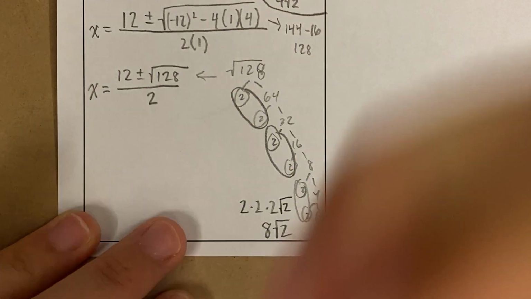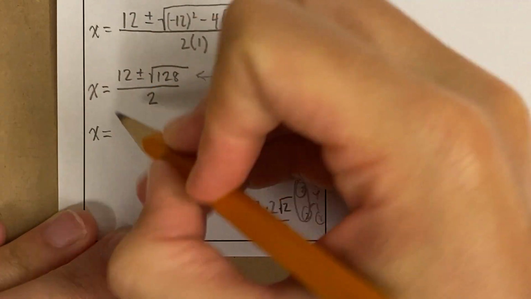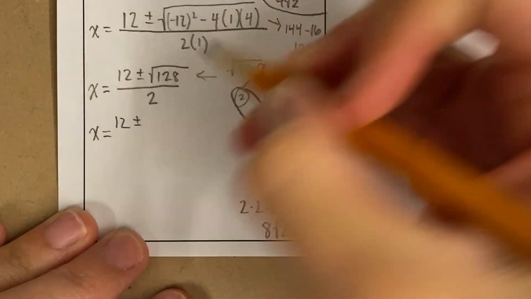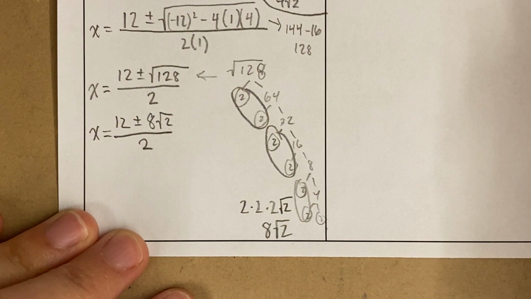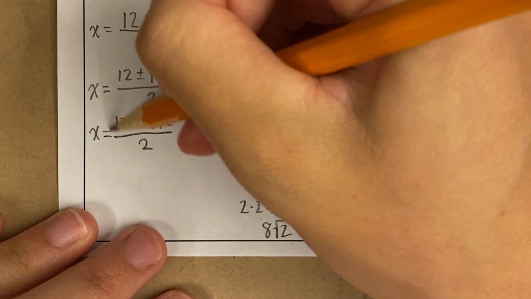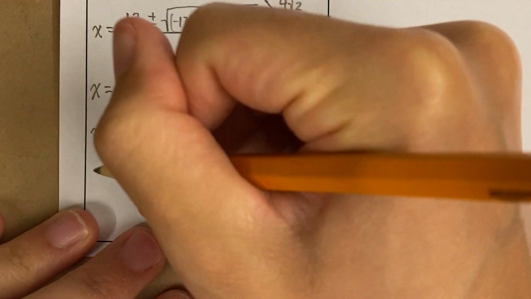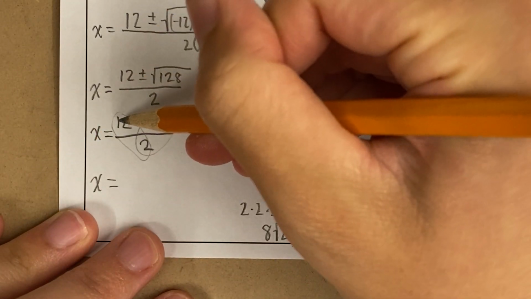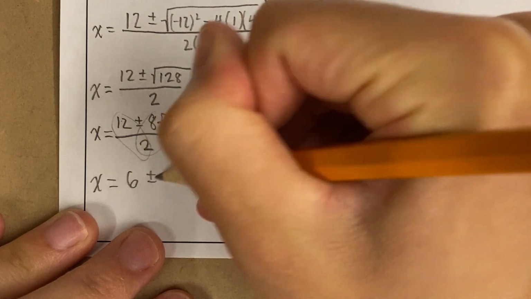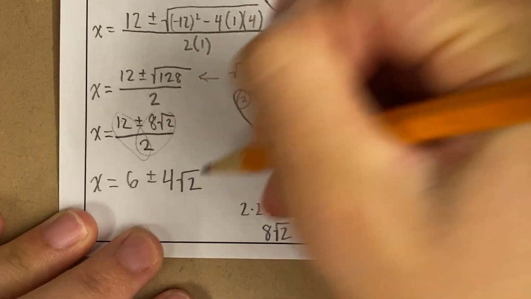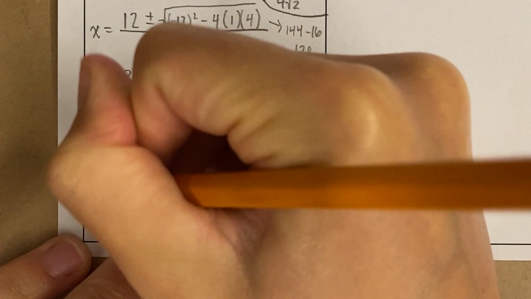Okay, now watch what happens. This becomes 12 plus or minus 8 root 2 over 2. Now, what I observe here is that 12 can be divided by 2, and 8 can be divided by 2, so I can simplify this fraction. 12 divided by 2 is 6. 8 divided by 2 is 4. Okay, that is the answer.